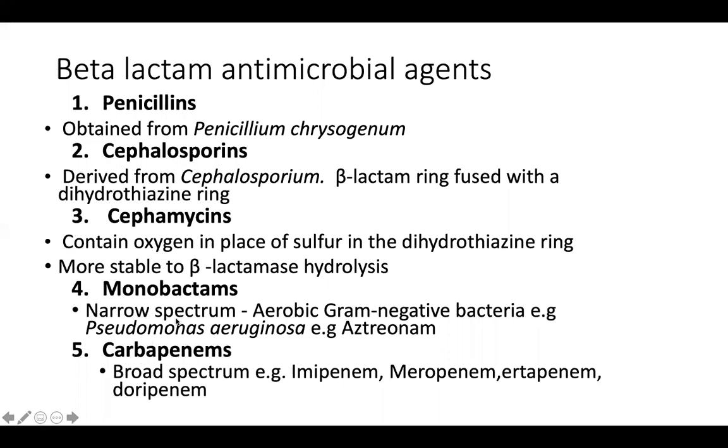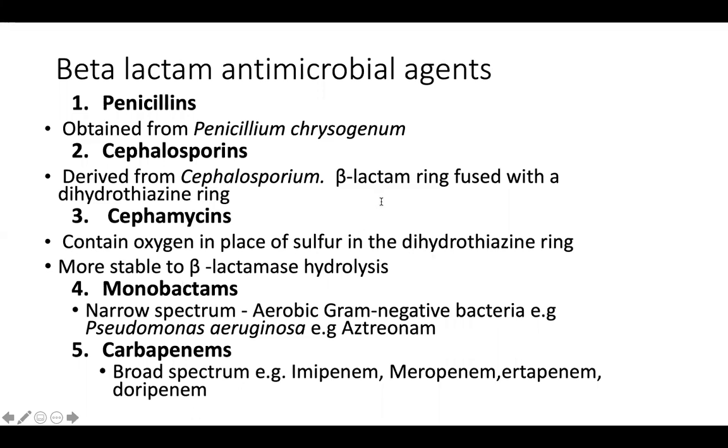And an example of a monobactam that's widely used is aztreonam. Then you have the carbapenems, which are broad spectrum. Examples are imipenem, meropenem, ertapenem, and doripenem.